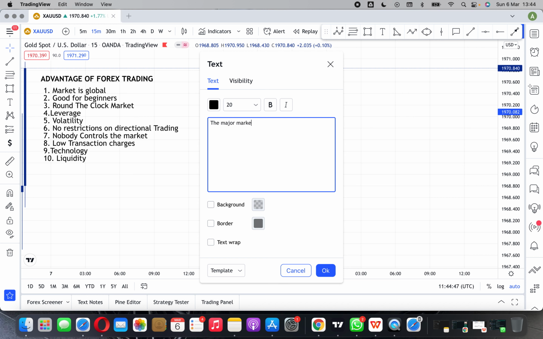The major market opens in Australia, Sydney at 5 p.m. on Sunday, and trading ends when the US New York market closes at 5 p.m. on Friday.